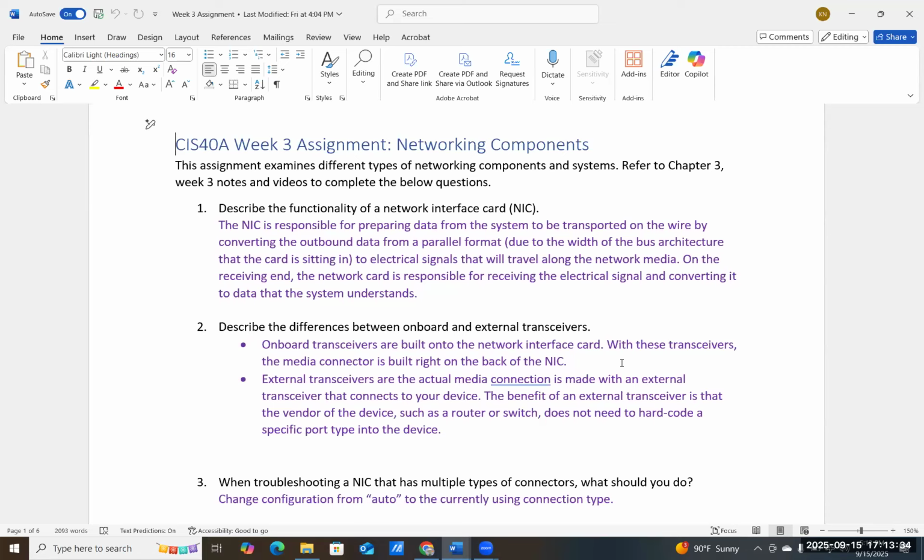One is going to be on board. That means that it's built onto the motherboard, right? It's built with the motherboard, okay? And it would also integrate with the interface card, the network adapter. So if you buy a motherboard now, likely you would see that your network interface card is incorporated with the motherboard, right? If you're building a computer.